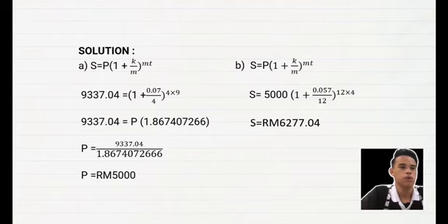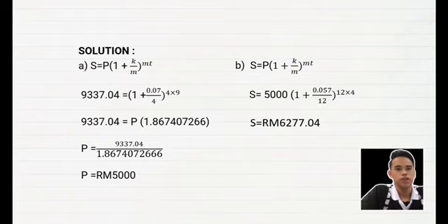For question 2a, we use the formula S = P(1 + K/M)^(MT). The amount S is 9,337.04, equal to P times (1 + 0.07/4) to the power of 4 multiplied by 9. So P is 9,337.04 over 1.8674072666, the answer for (1 + K/M)^(MT), and the final answer for P is 5,000.